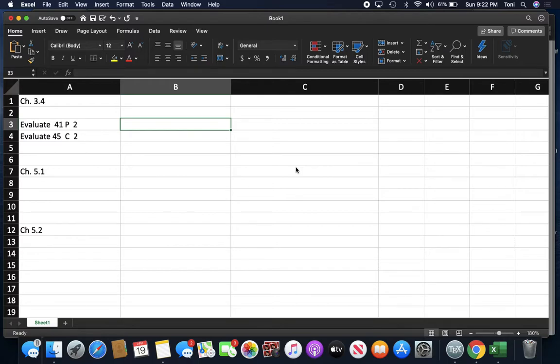Tutorial on how to use Excel in chapters 3.4, 5.1, and 5.2. So in 3.4, we were introduced to permutations and combinations. Suppose you had the following: evaluate 41 permute 2.